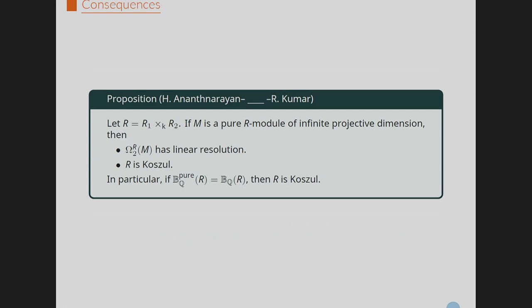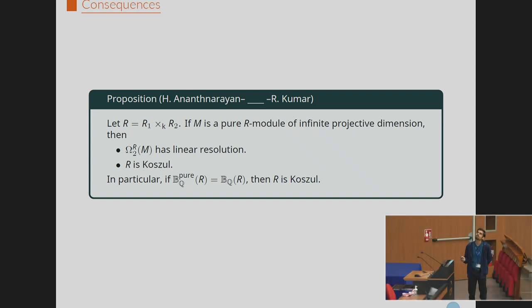What we were also able to show is that if R is a fiber product and suppose there exists a pure R-module of infinite projective dimension, then first of all, such a module should have a linear resolution, and the existence of just one module like this forces the ring to be Koszul. So we know that there is this result of Avramov, Eisenbud, and Peeva, which says that a ring is Koszul if and only if K has finite regularity, if and only if the regularity of K is zero, or equivalently, every module has finite regularity. So in the case of fiber products, we can add this statement to the list as an equivalent statement: the existence of one pure module forces the ring to be Koszul. And in particular, it follows that in the case of fiber products, suppose we have this equality, then it forces the ring to be Koszul.